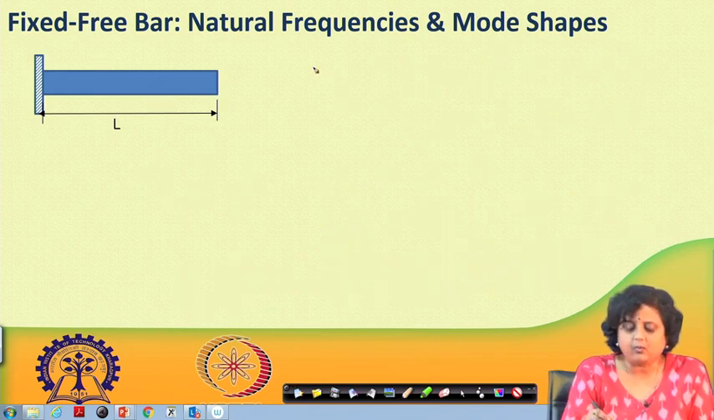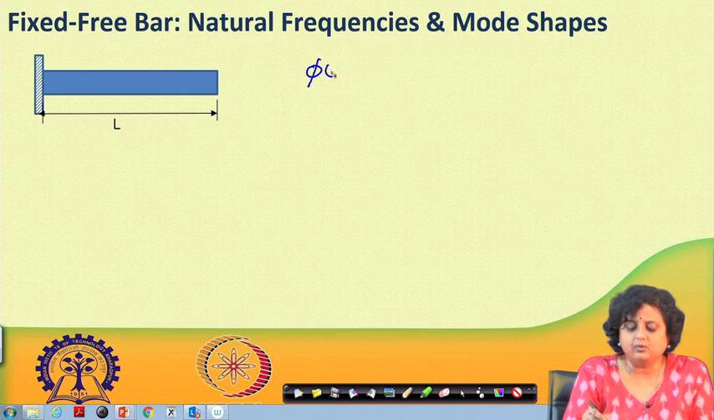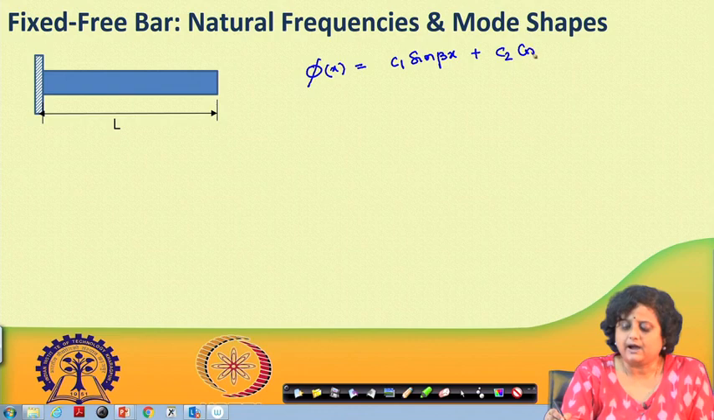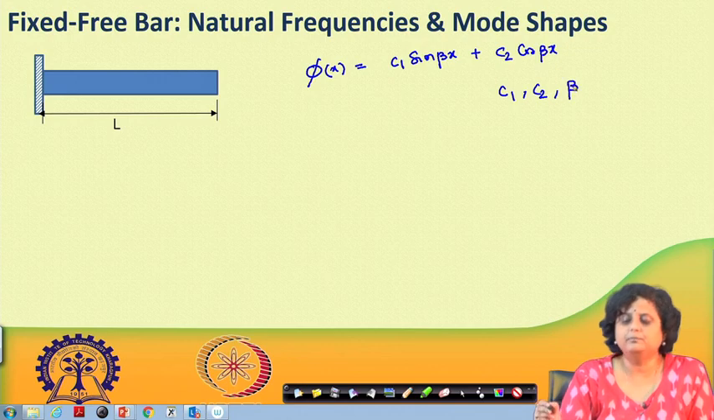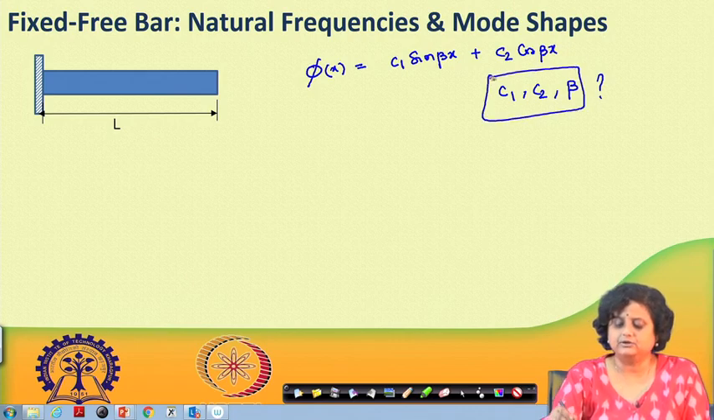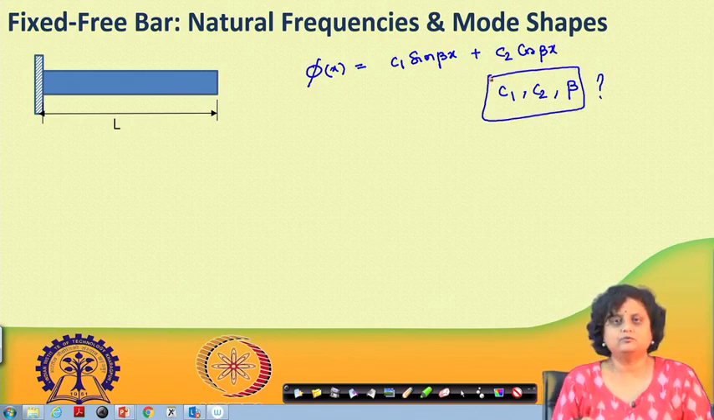Now our job is to find φ(x) in totality. In this expression for φ(x), which is the mode shape, I do not know C1, I do not know C2, and I do not know β. So my job is now to find these three unknowns. How are we going to find this?